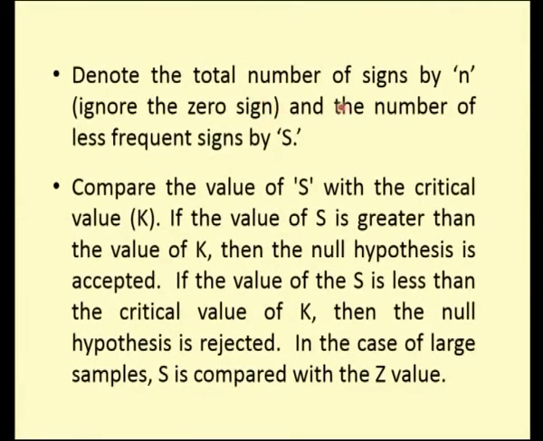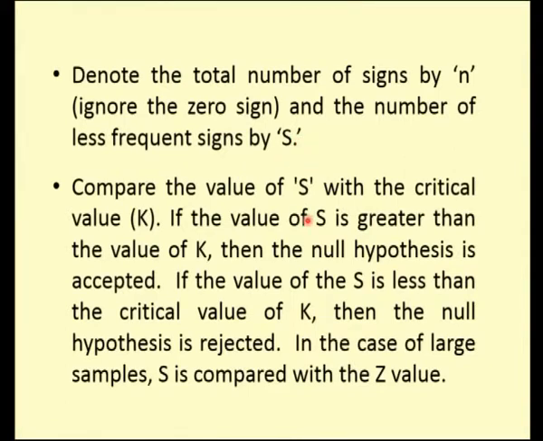Denote the total number of signs by n. That is, while doing it, you ignore the 0 sign. Suppose there are 10 observations, of which 2 observations have the same value as the mean, then 8 will be your number of signs, and denote the number of less frequent signs by S.